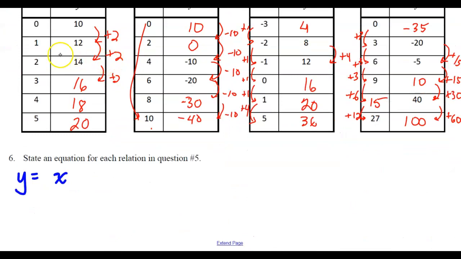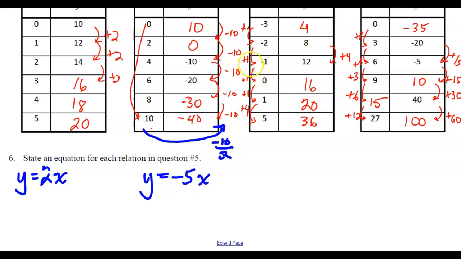So in the first one, the constant change is 2. Maybe we'll have to add or subtract something. Let's leave that for a sec. Next one, what's the constant change? It's negative 10 over 2, right? Because these x's were all increasing by 2. So that's negative 5x.